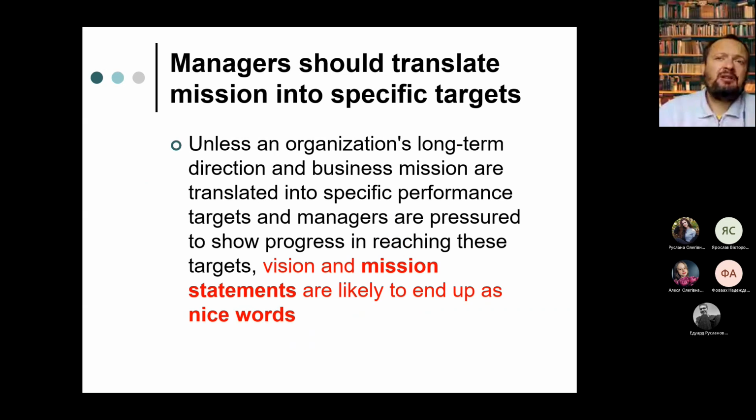And I'm stressing one more time, I began our lecture with it, that without transforming the mission statement into specific measurable objectives, the mission statement is only nice words and nothing else. And that is why your next task will be transforming the mission statement that you have formulated at the previous stage into the objectives.